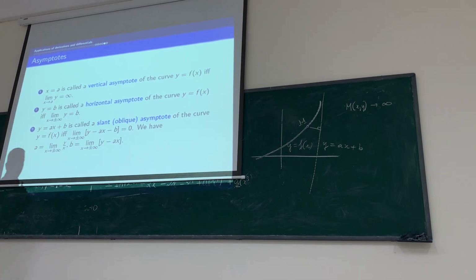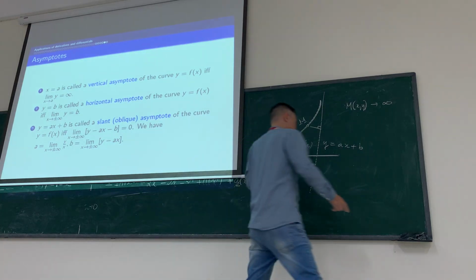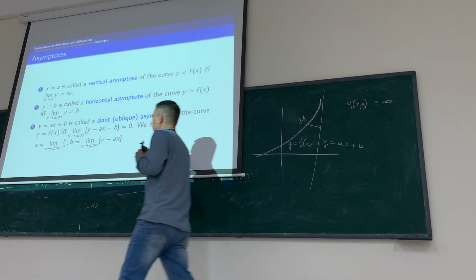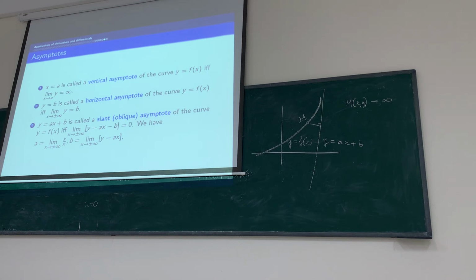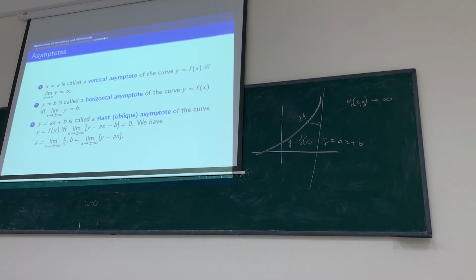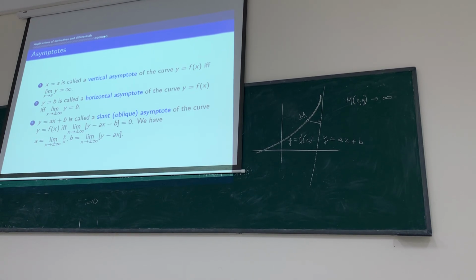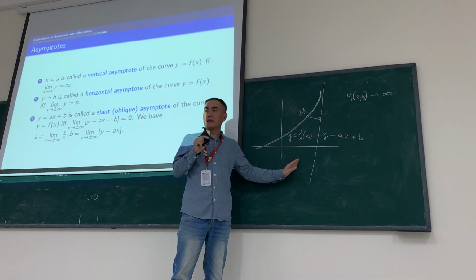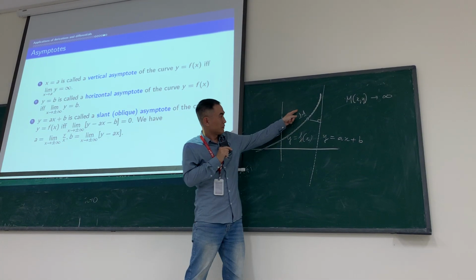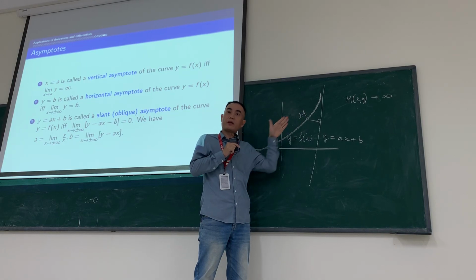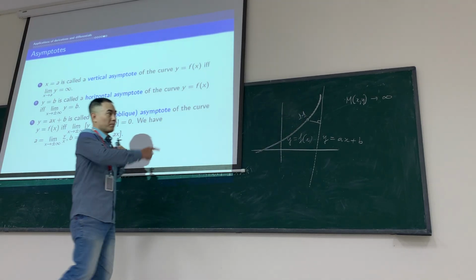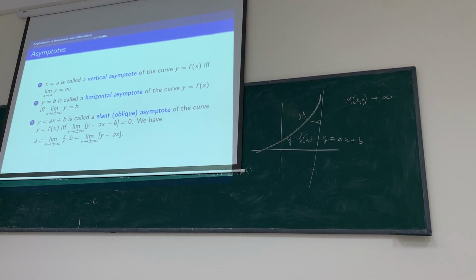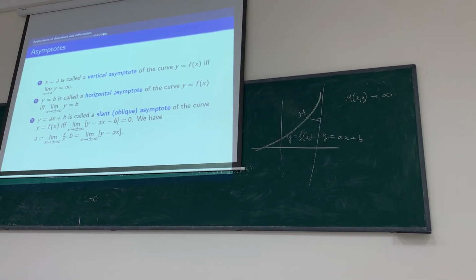Now, how to find the asymptote of a curve? You can see the definition related to asymptote. We have this point M tending to infinity. Based on M tending to infinity, we divide the asymptote into 3 cases.